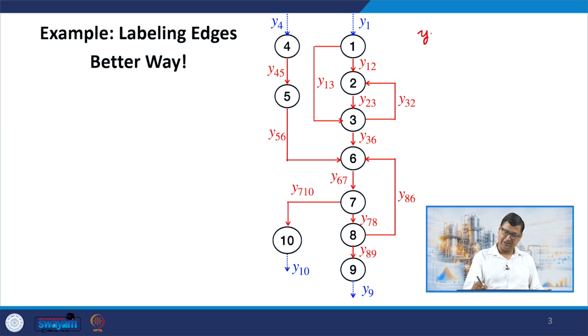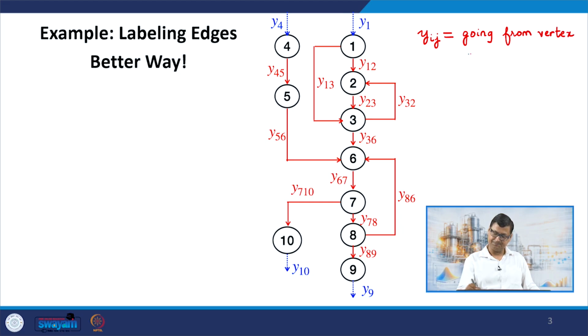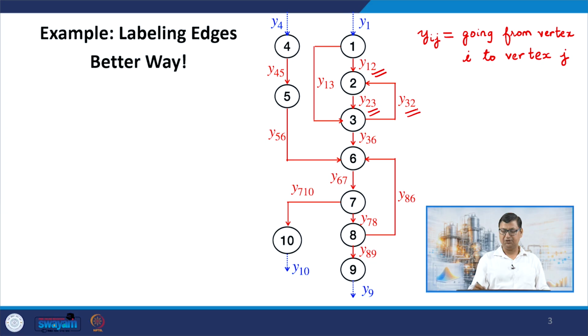For all the edges that connect two vertices, I define the edge as yij, which is going from vertex or unit i to vertex j. So, for example, y12 is going from 1 to 2, y23 is going from 2 to 3, y32 is going from 3 to 2, and so on.